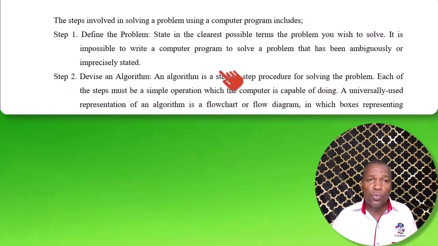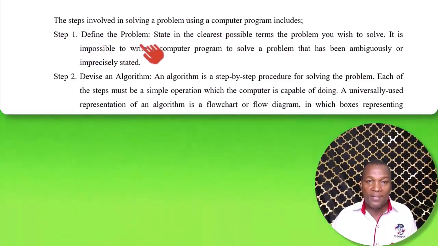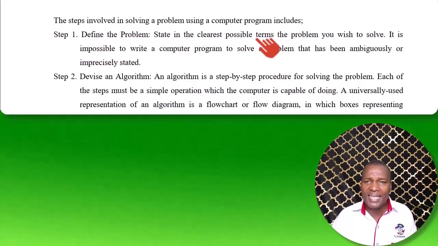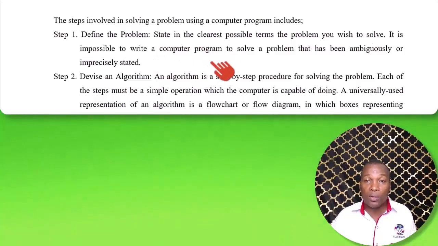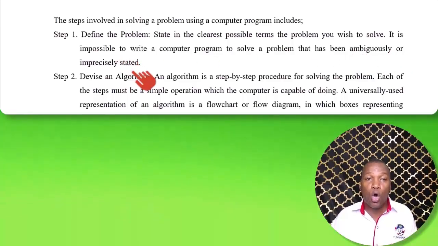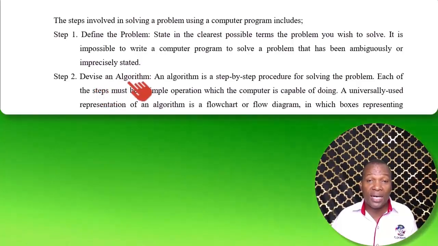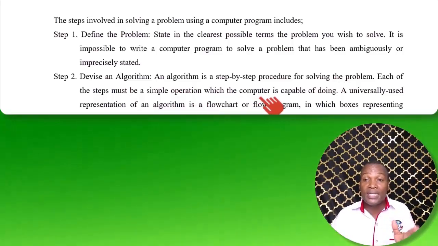Then we quickly go through the steps involved in solving a problem using a computer. We have a number of steps. Step number one is define the problem. State in the clearest possible terms the problem you wish to solve. It is impossible to write a computer program to solve a problem that has been ambiguously or imprecisely stated. Step number two is devise an algorithm. An algorithm is a step-by-step procedure for solving the problem. Each of the steps must be a simple operation which the computer is capable of doing.